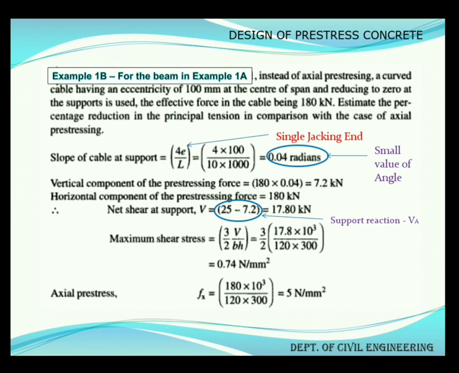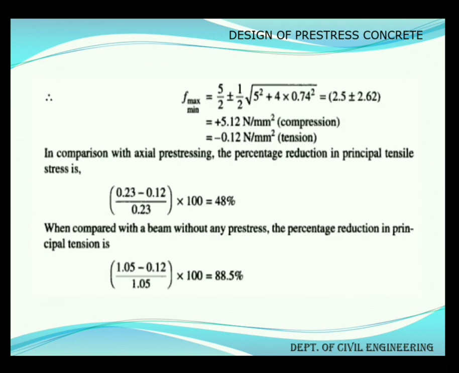This is the same calculation for finding Fx. Therefore, using this Fx value and the new tau v value, which is 0.74, substituting for finding the principal stresses F max and F minimum, we get a maximum compressive principal stress of 5.12, whereas the tensile stress remains to be 0.12, which is negative.